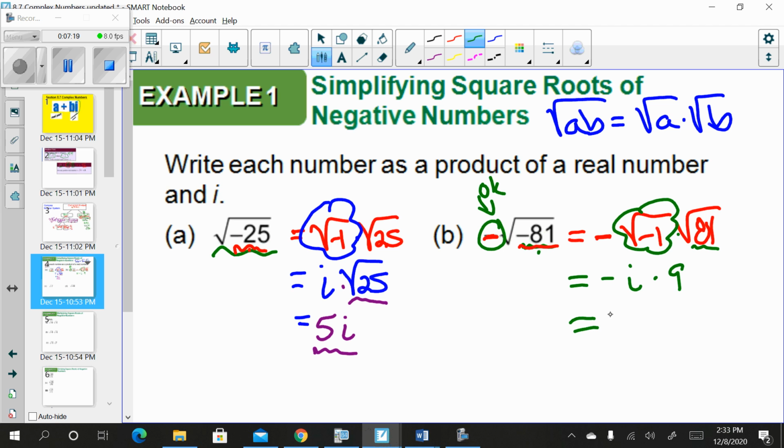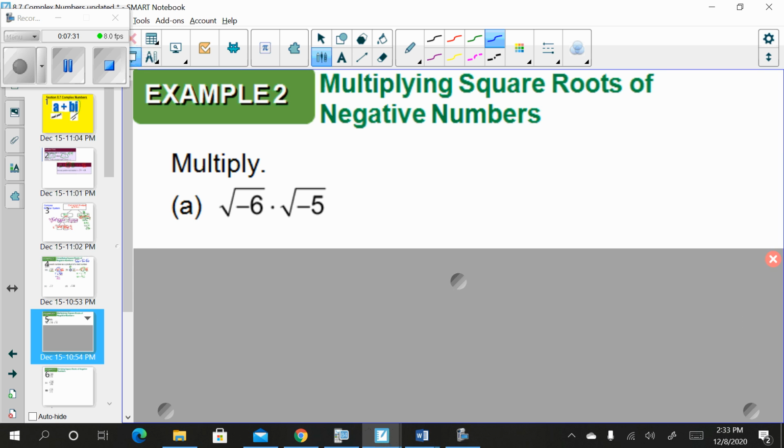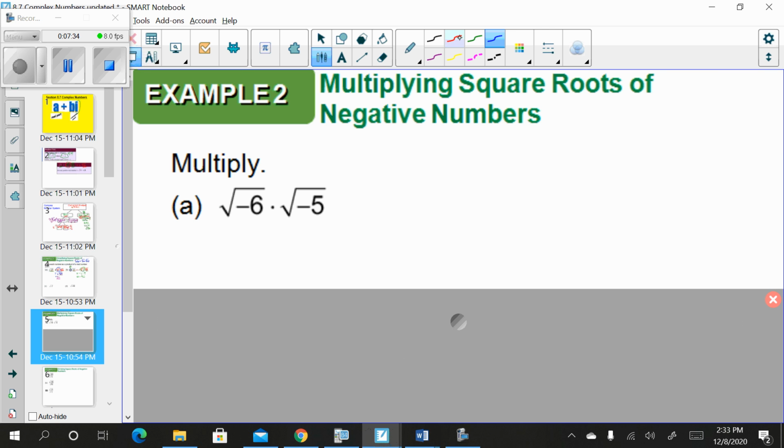Now, again, I would probably never write the 9 behind the i. I think it's a little bit easier to say -9i. And again, the reason this was negative was because of that minus sign up front. So we're always going to be separating out that imaginary part. All right, let's do some more so we can practice doing operations with i.